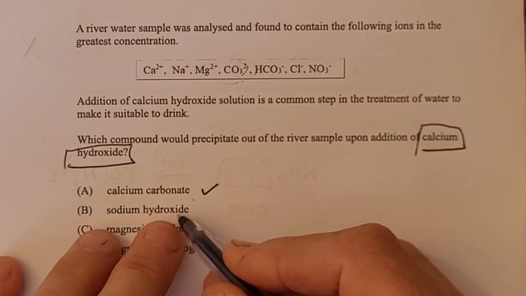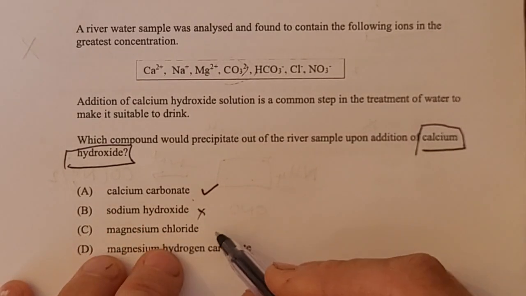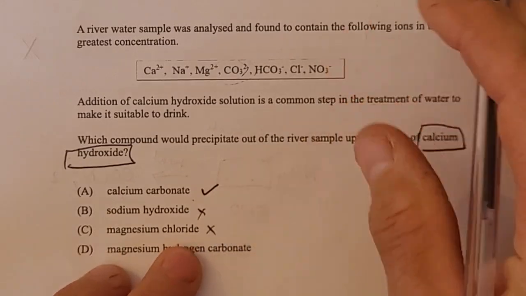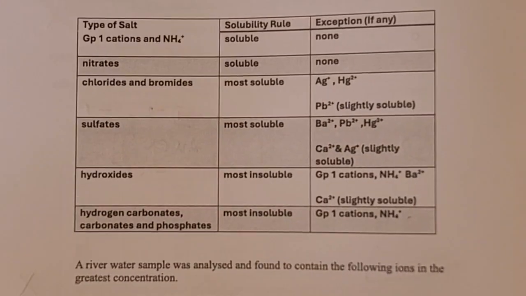Let's check the rest. Sodium hydroxide is soluble. That can't be it. Magnesium chloride. Chlorides are not soluble. You can check the table above. Okay.